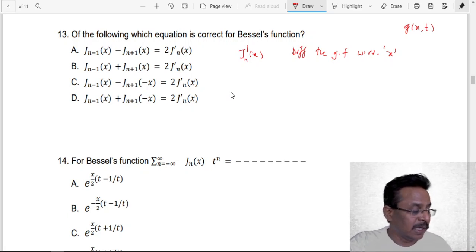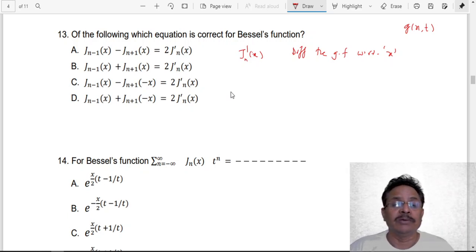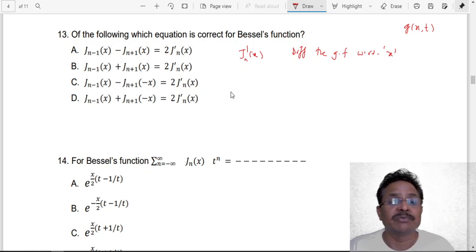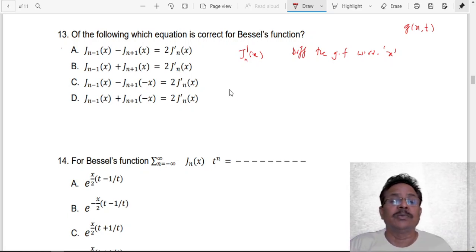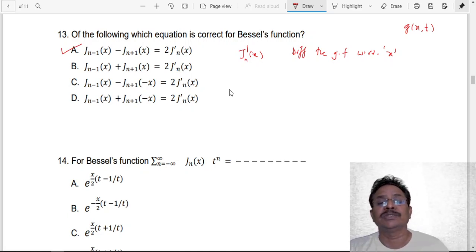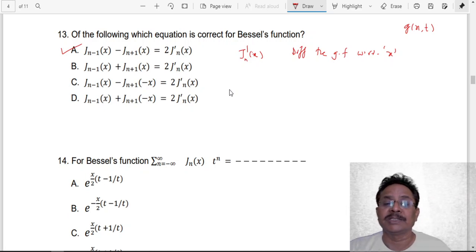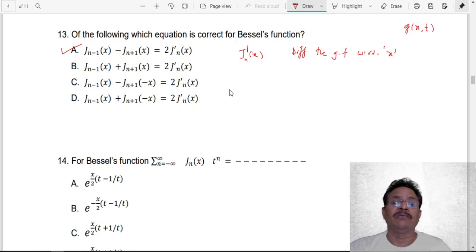So in this case, again this is a memory question. You have to remember this, and this is the third property from our book that we have seen, and therefore the correct option for question number 13 is E. So this option is correct: Jn minus 1 of x minus Jn plus 1 of x is equal to twice J dash n of x. We get this property by differentiating the generating function with respect to x, equating the coefficient of t raised to n on both sides, and then we get this expression as shown by equation E of this question.